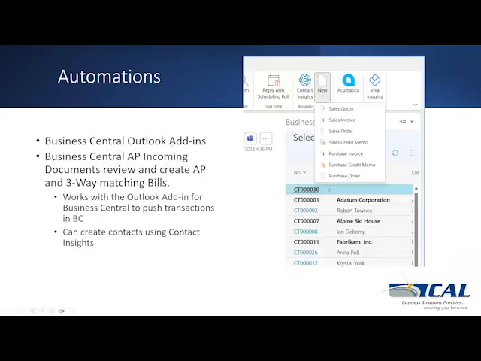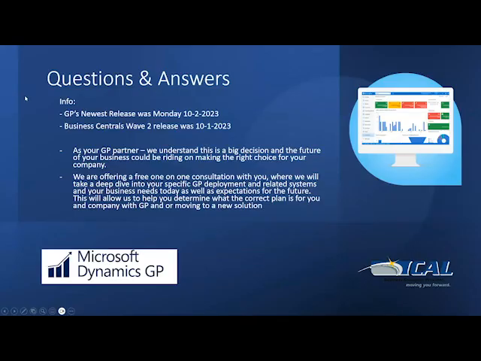Again, the Business Central Outlook add-ins, AP incoming documents, be able to do that. It works with three-way matching, works within the Outlook add-in, and you can send those invoices into BC, and they'll be queued up so you can then process them. And we are getting close to the end here.